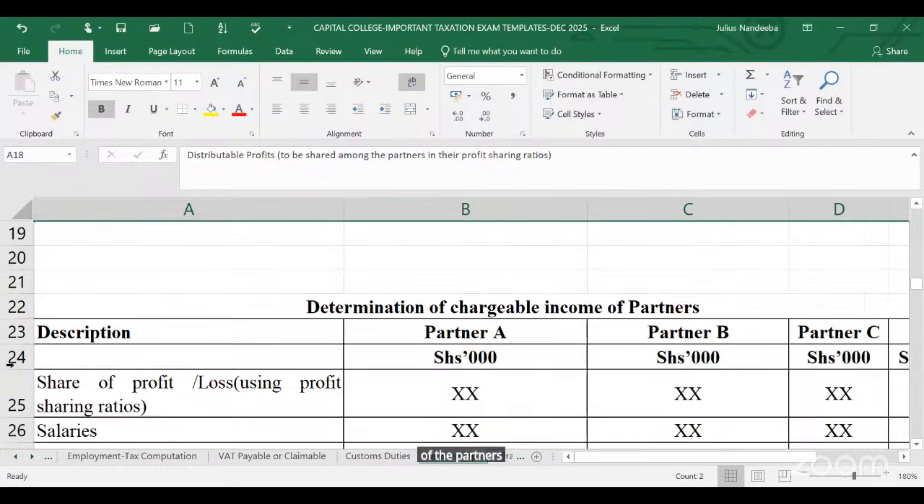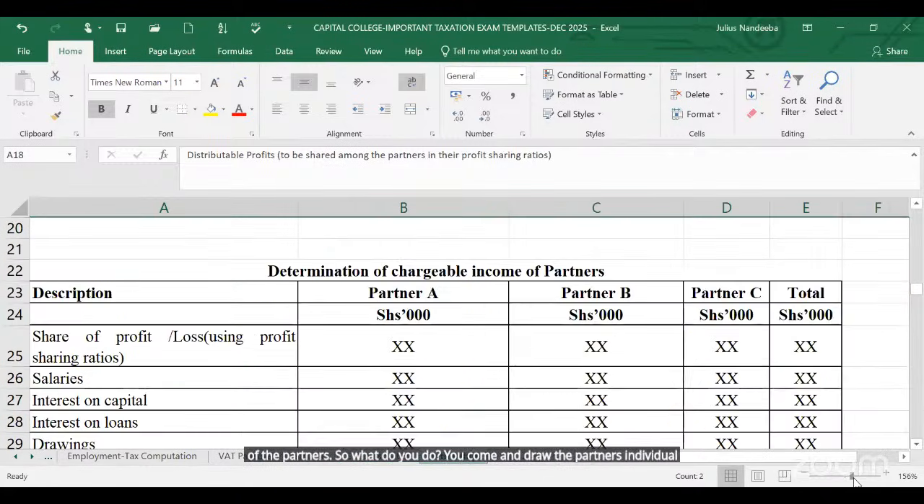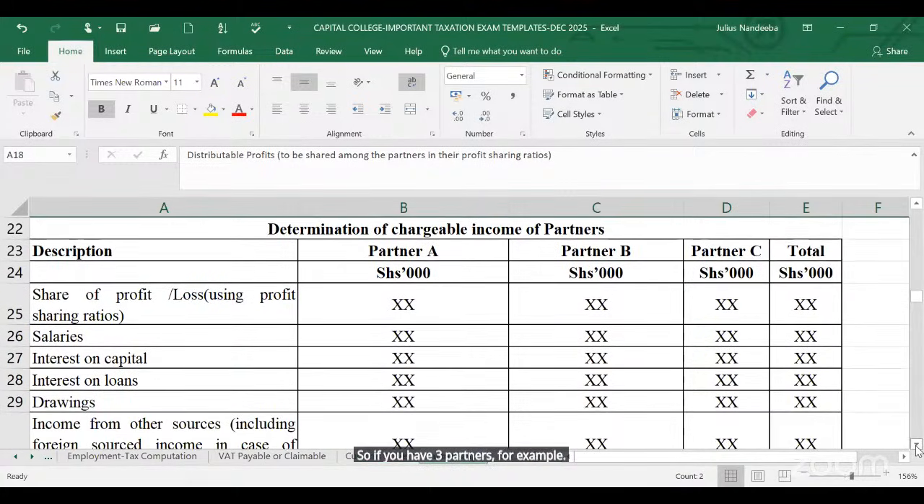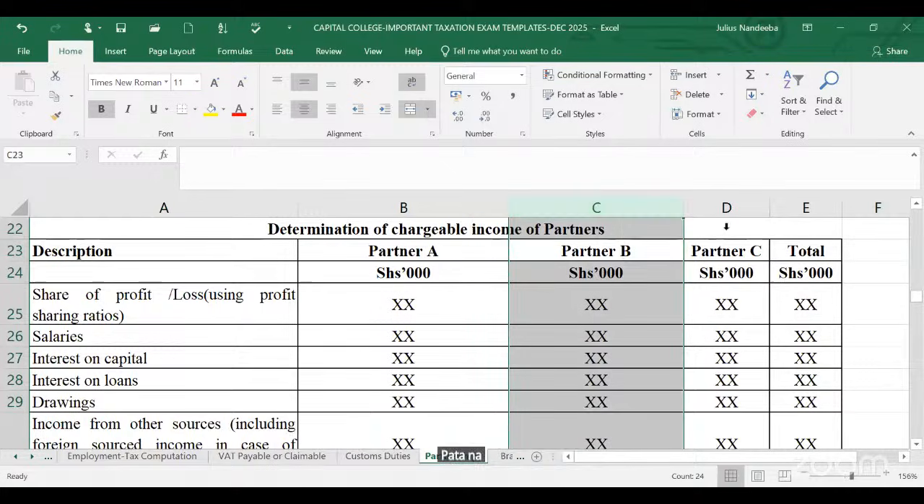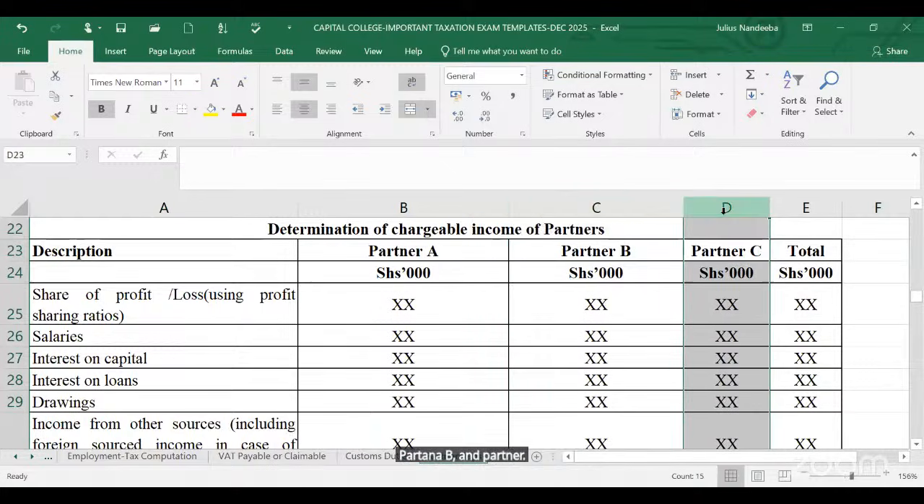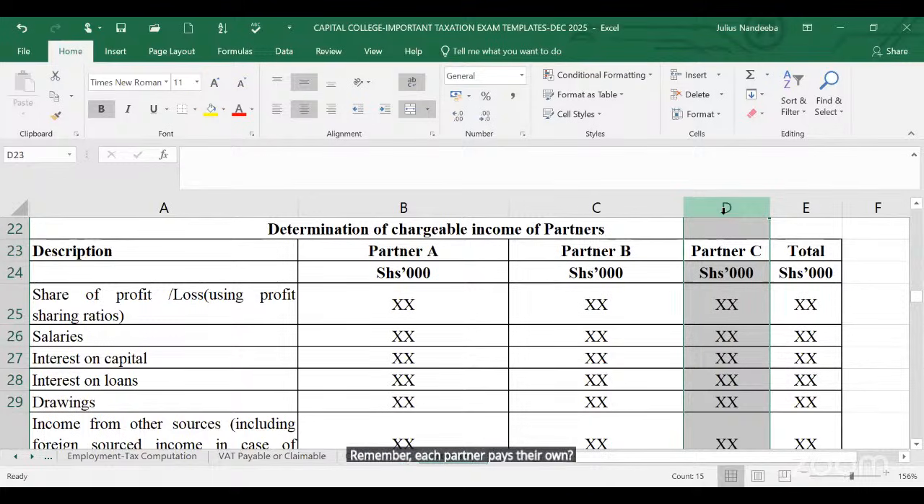So what do you do? You come and draw the partners' individual accounts. So if you have 3 partners, for example, you will say partner A. Of course, you start with the description. You say partner A, partner B, and partner C. You might not need the total because no one wants to know the total. Each partner is on their own. Remember, each partner pays their own tax because the first principle is income tax is not paid by the partnership, but rather it is paid by the partners themselves.